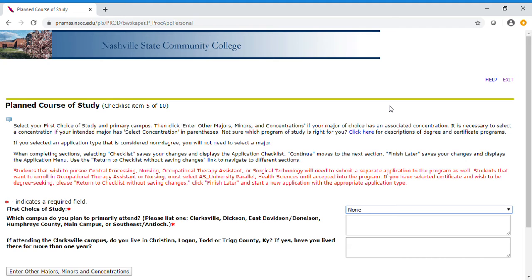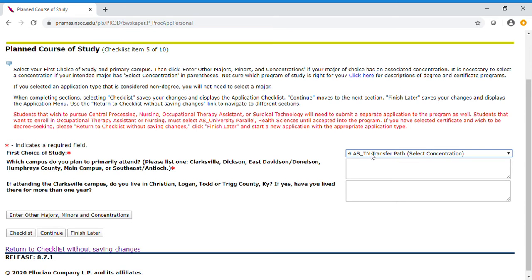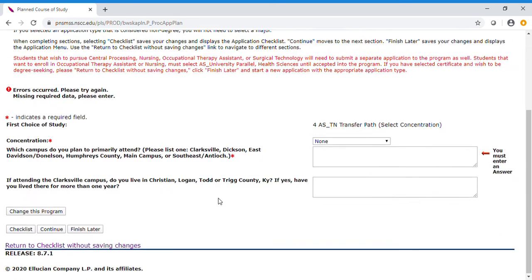So I'll go ahead and show you how the Tennessee transfer path works. So we hit that. Say I want an Associates of Science. So I'll enter other majors and minors concentrations here, just so I can have this pop up, concentration. And so this is essentially like selecting your major. And so you'll have a large list of selections here. Once again, these are all designed to be transferred over to university.